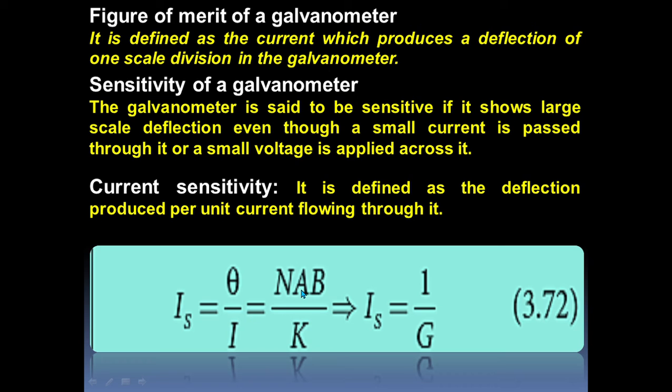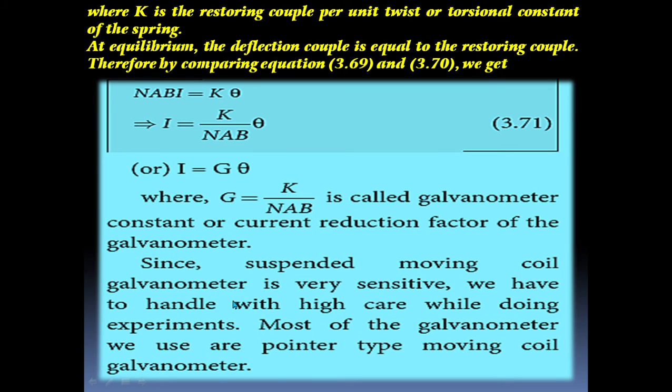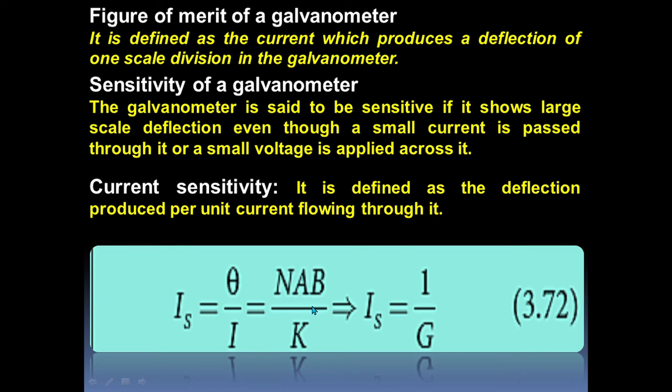Already we know the formula for I. I is equal to K theta divided by NBA. Substituting the I value, theta cancels, and we get NAB divided by K. So Is is equal to NAB divided by K, which is nothing but 1 by G, where capital G is the galvanometer constant. So Is is equal to 1 by G.